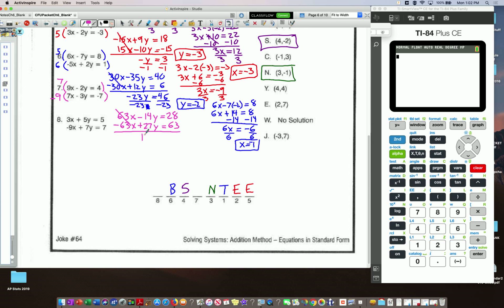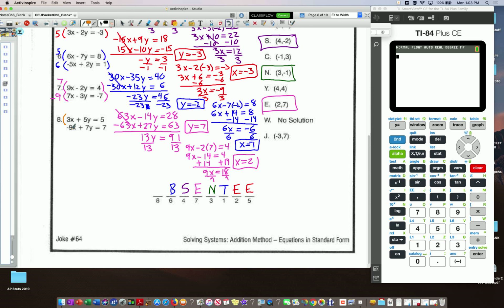So the x's cross out. 13y equals, if I add these up, I think I get 91. Divide by 13, y equals 7. Okay, so now I got to plug that back in. So like 9x, plug it back into the first one, 2 times 7 equals 4. So I'm plugging it in right here. So I get 9x minus 14 equals 4. Add 14. So I get 9x equals 18. Divide by 9. X equals 2. I'm looking for the point 2, 7. So E, wow, E was an answer 3 times. All right, last one.